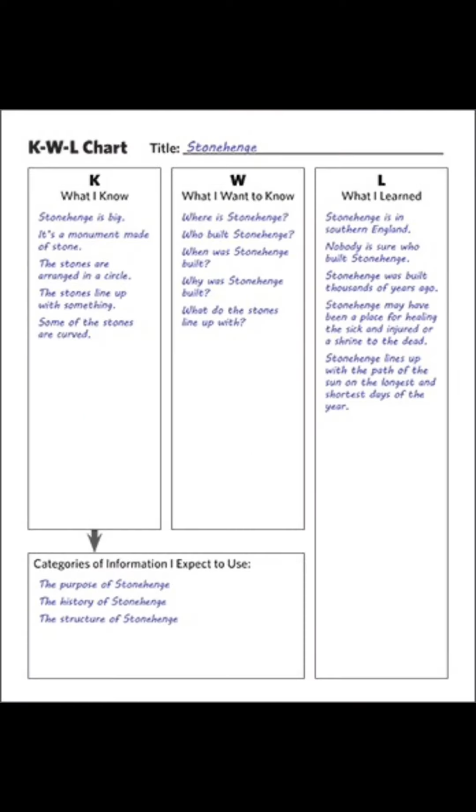The following method is the KWL chart. It's an effective method for students to understand the essence. The first column is what I know. Before the students read the text, we should ask them what they already know about the topic.